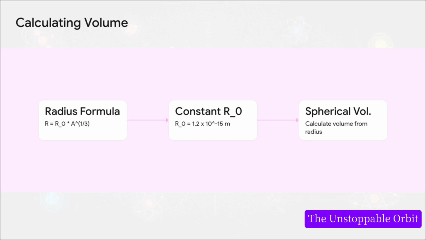Because the radius scales with the cube root of the mass number, when you plug that into the volume equation for a sphere, 4/3 pi r cubed, the volume turns out to be directly proportional to the mass number, A. In plain English, nuclear matter is essentially uniform. Add more particles, the nucleus gets bigger, but the density stays exactly the same.